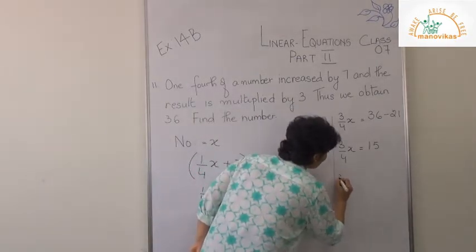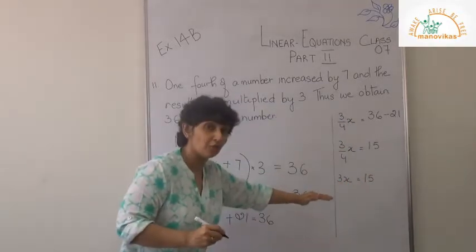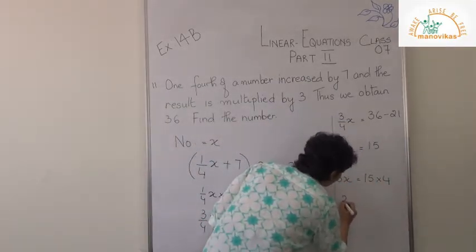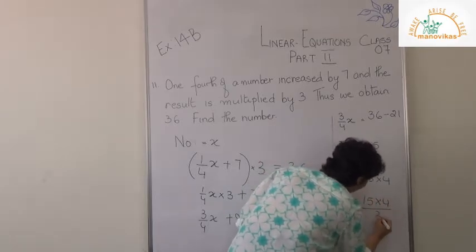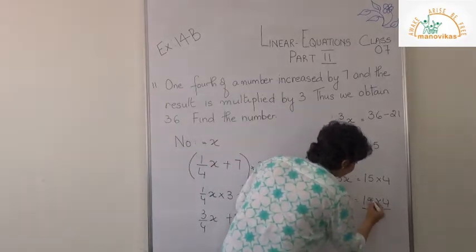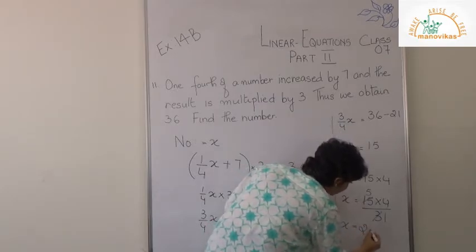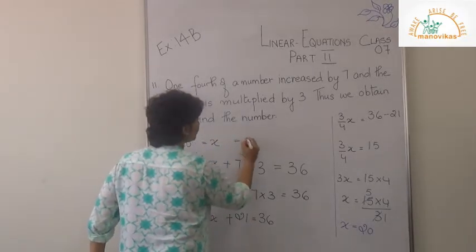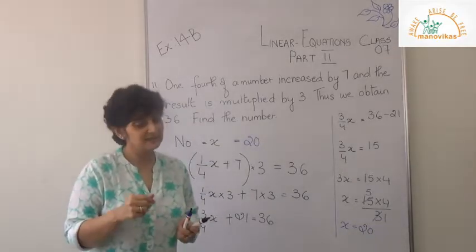Now what? You know 3x is equal to 15 upon 4. When I take it on the other side, it will become multiplied by 4. So x is equal to 15 into 4 upon 3. So when I reduce, what do I get, children? 3 1s are 3, 3 5s are 15. So x is equal to 20. So what is your number? Your number is equal to 20. I hope this is clear. Let's move on to the next sum.